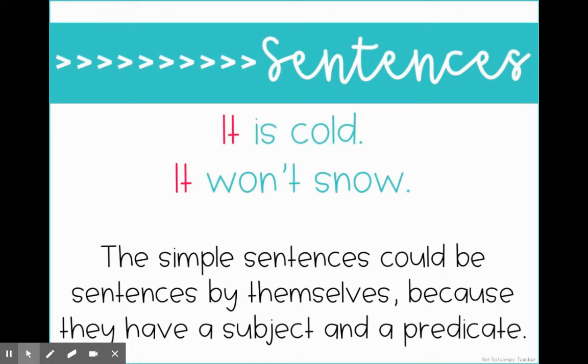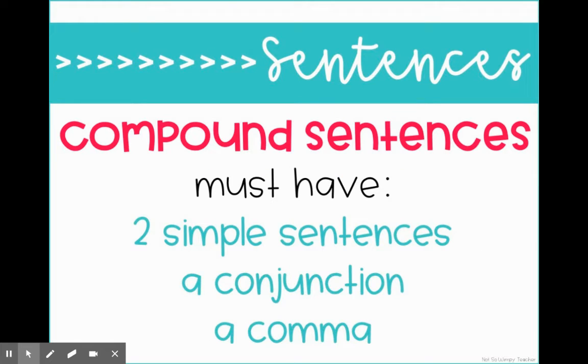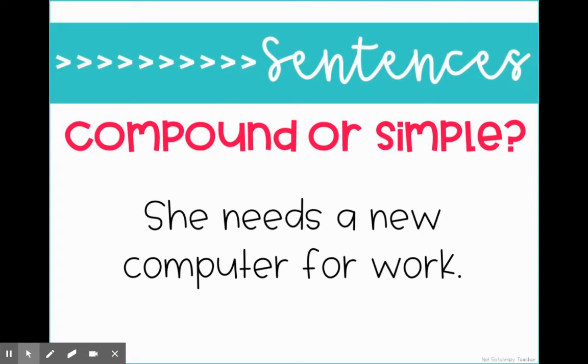And then we have another sentence. It, again, is the subject. Won't snow is the predicate. Now, these simple sentences could just be left by themselves because they each have a subject and a predicate. But writers will add conjunctions to help our writing not sound so choppy. A compound sentence must have two simple sentences, a conjunction, and a comma. If they don't have all of this, then it is not a compound sentence.